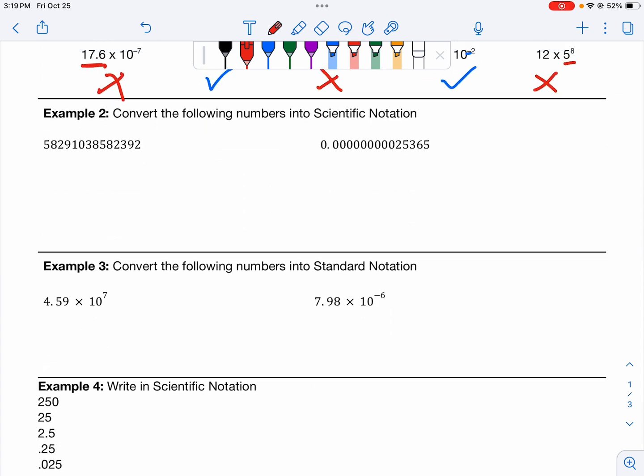Okay, example 2, we are going to convert to scientific notation. So what we do is we take the first three numbers. We forget about everything else.